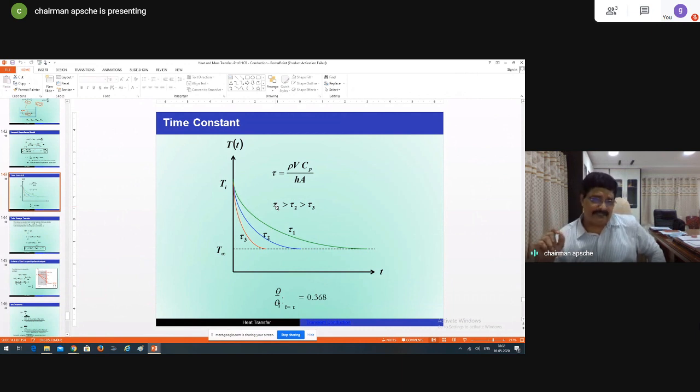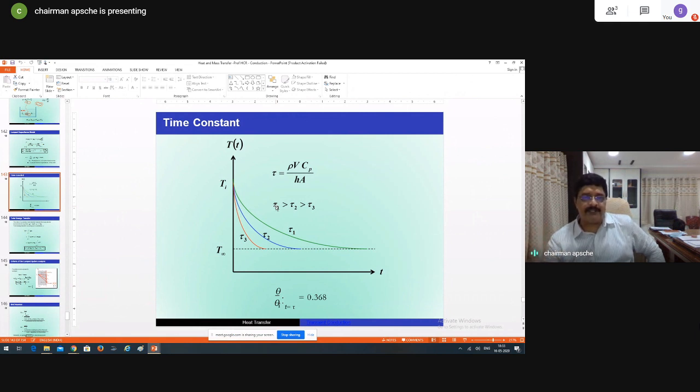Now, if the purpose of your thermocouple is to measure the temperature of a fluid, like water kept in a tumbler or a vessel, the temperature is not very dynamic, it's not changing, and the thermocouple can record its temperature correctly.